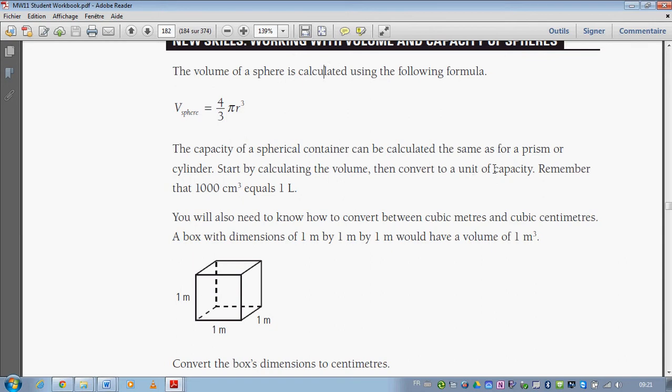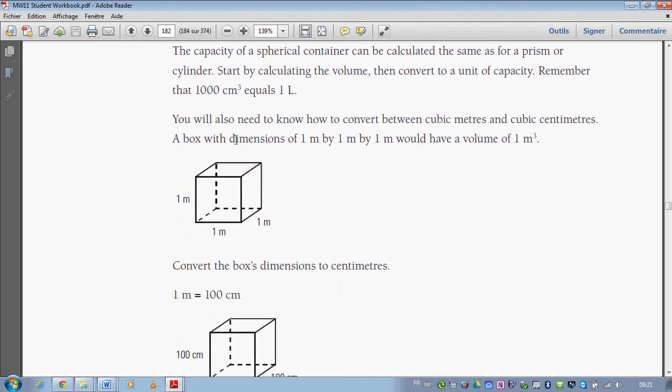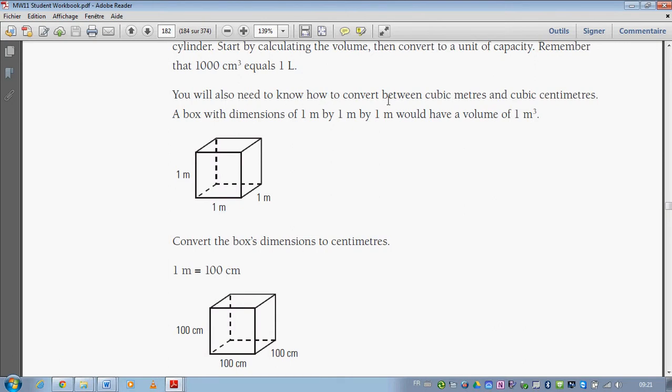A reminder from our previous subtopics that 1,000 centimeters cubed equals 1 liter of capacity. So a volume of 1,000 centimeters cubed equals 1 liter of capacity. Your workbook also tells you that you'll need to know how to convert between cubic meters and cubic centimeters. I know some of you are inclined to say, oh, well, 1 cubic meter is therefore 100 cubic centimeters because in 1 meter there's 100 centimeters. That's not the right way to look at it.